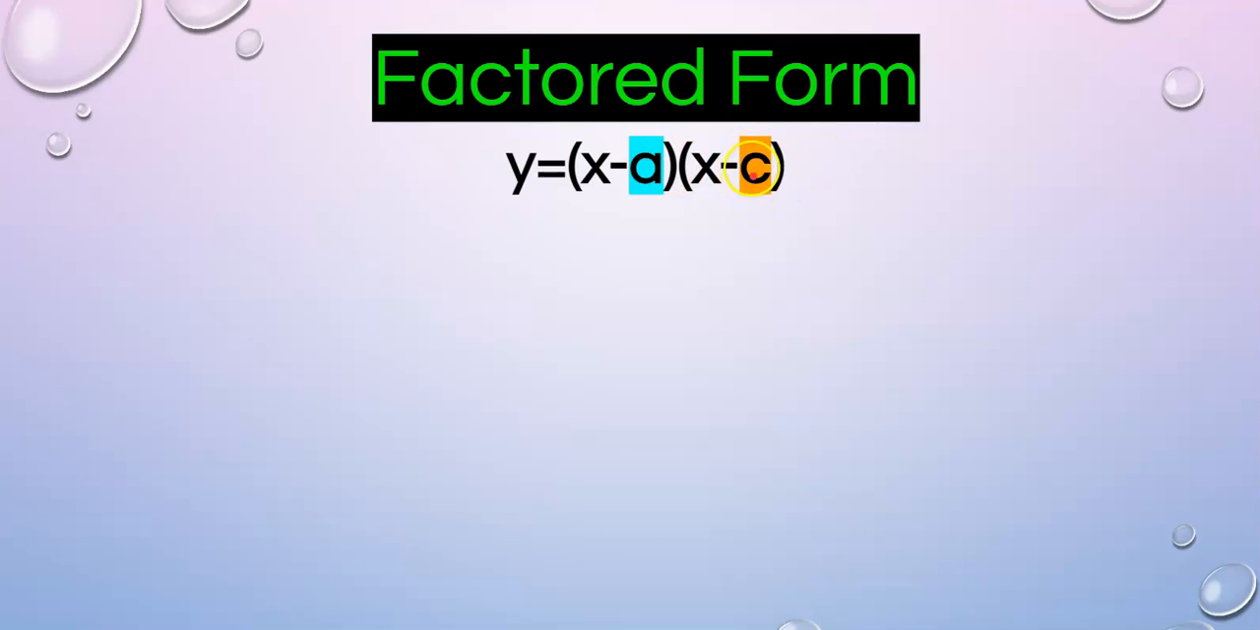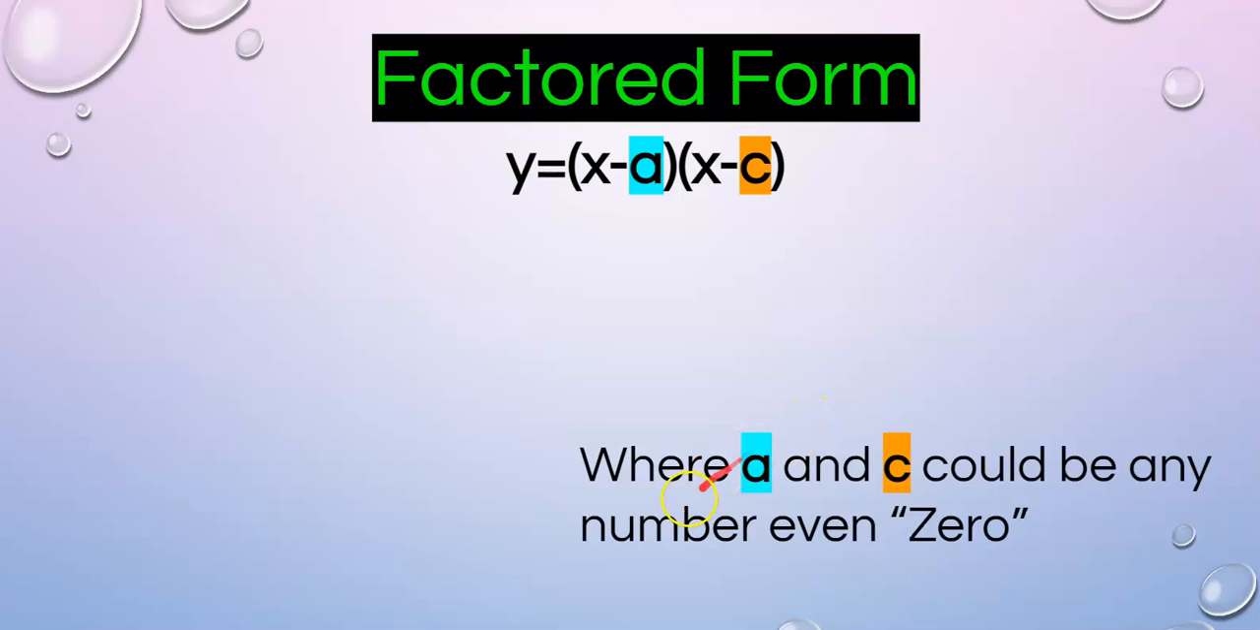And of course, you know that there are going to be some values that go into these spots here. All right, but normally we always say that a cannot equal 0. But this time it says that a and c could be any number, even 0. Well, let's see what we're talking about. Let's see what happens, because normally we notice that when a was 0, then the equation was no longer quadratic.